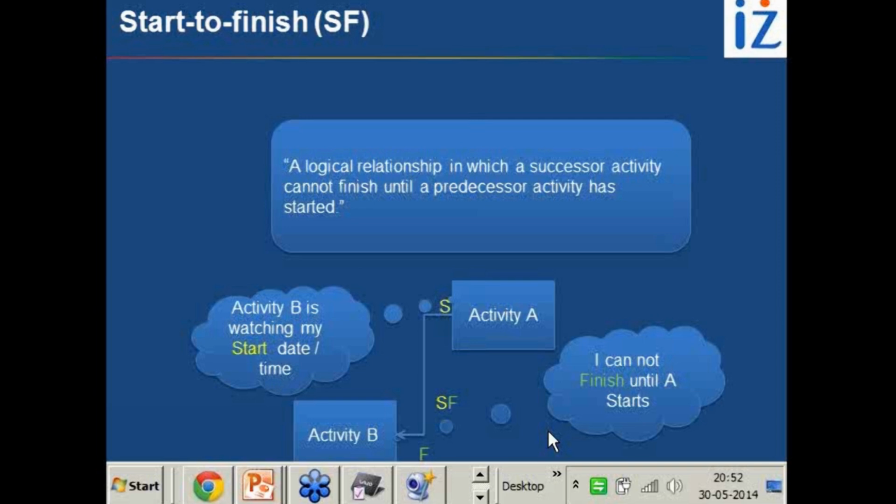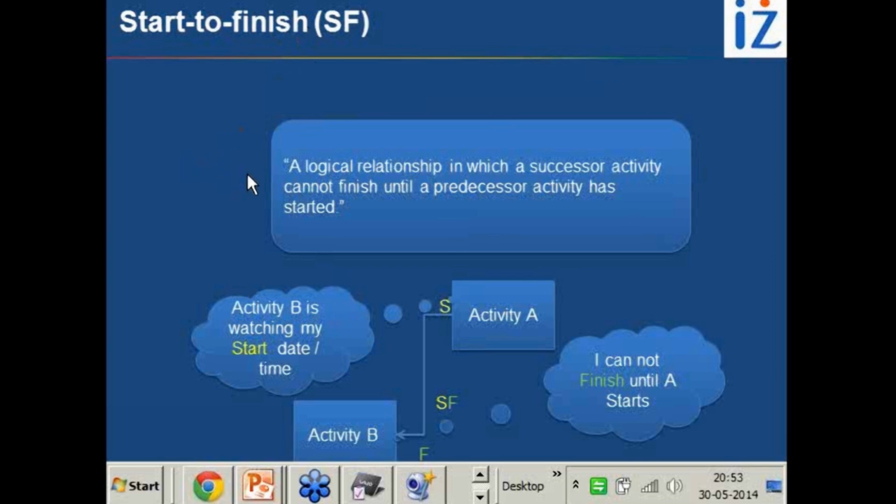Crashing is putting more resources, more time, more money. Fast tracking is: don't wait, start. Don't wait for design to complete. Let's start the development. It may result in rework, but you do it. So usually when we apply fast tracking, we use lead in the relationship. We put some lead there and it will fast track the project. But it's not necessary that whenever there is a lead, it means fast tracking. There could be some relationships where we just apply lead as a logical rule without even thinking about fast tracking.